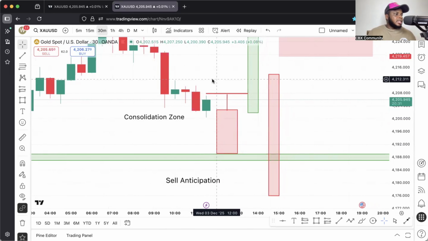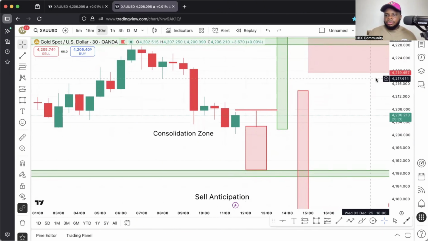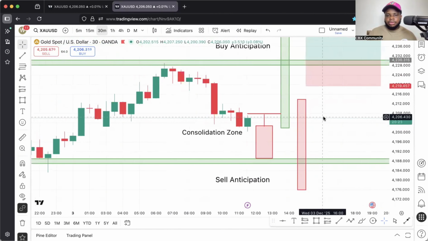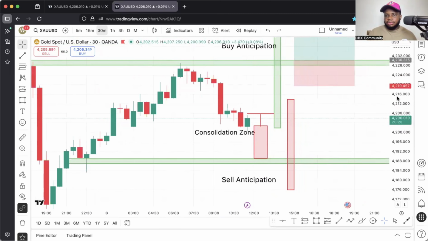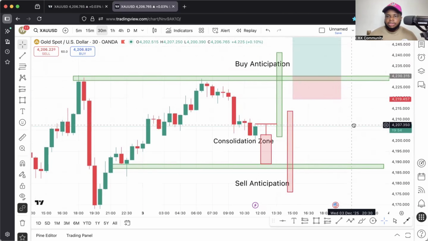We don't need to do anything. Let's just be patient, since we are still in a consolidation zone.